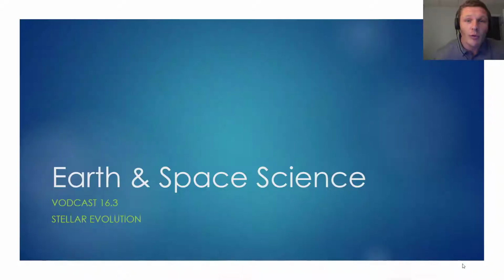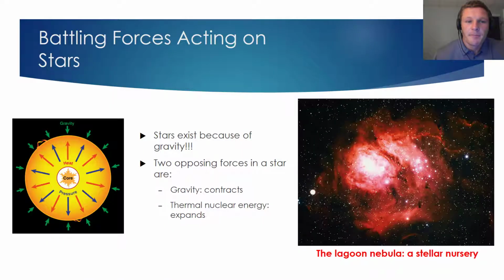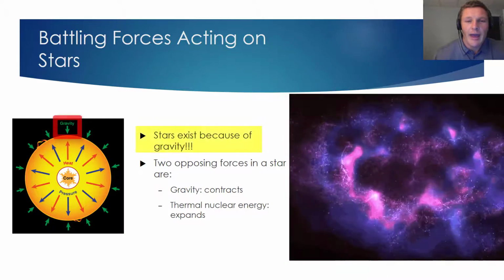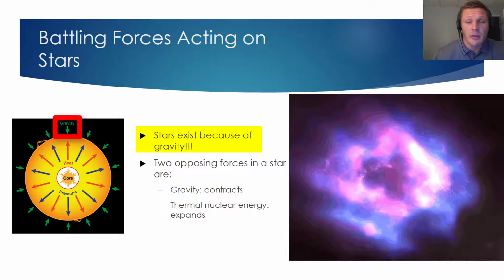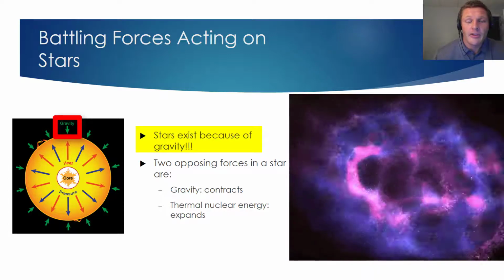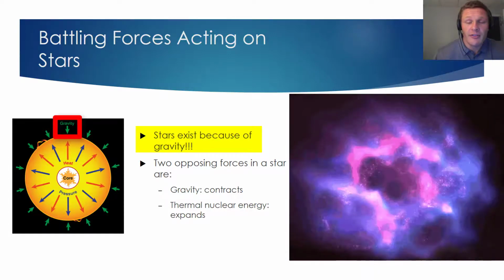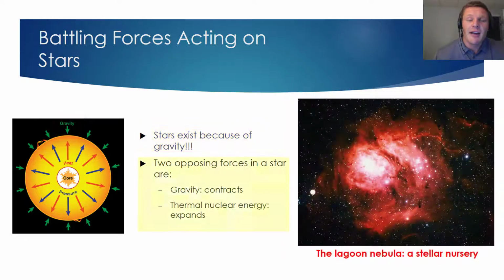In this vodcast, I will overview stellar evolution. The ultimate reason that we have stars is the force of gravity. The gravitational force has a way of clumping things together, and star formation would not be possible if it weren't for the gravitational force. But inside of every star, there are two forces battling one another. The force of gravity wants to pull the star inward, but the stars are producing thermal energy in their cores, and as a result, there's a heat pressure directed outward.